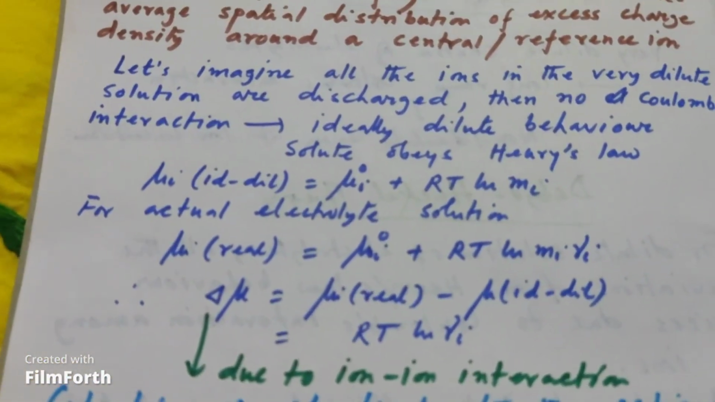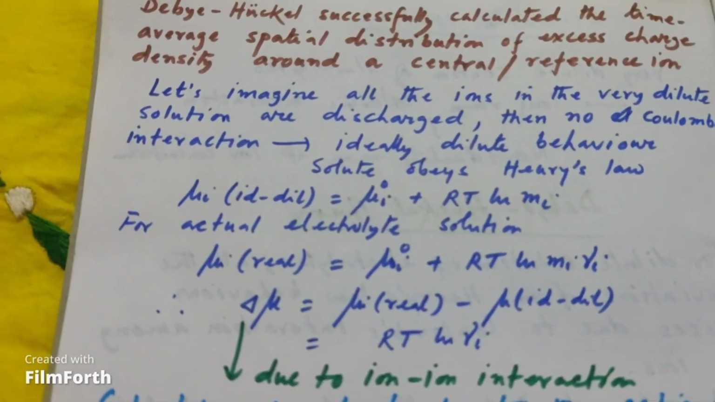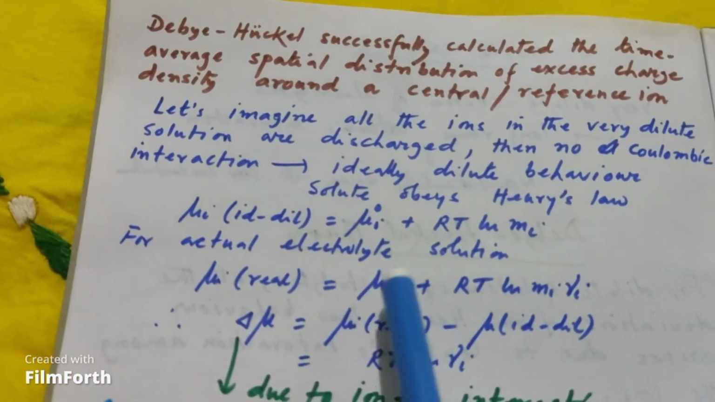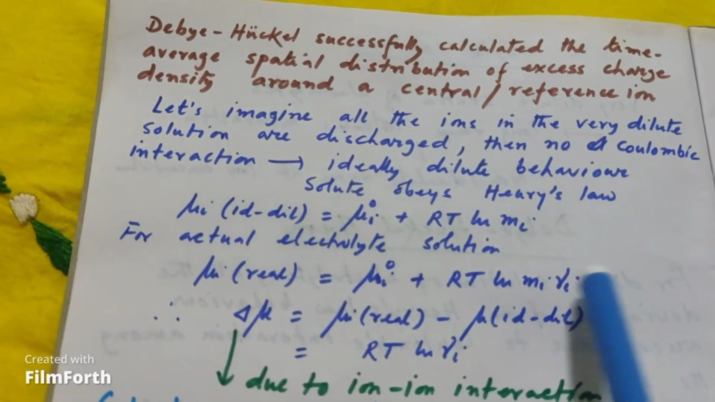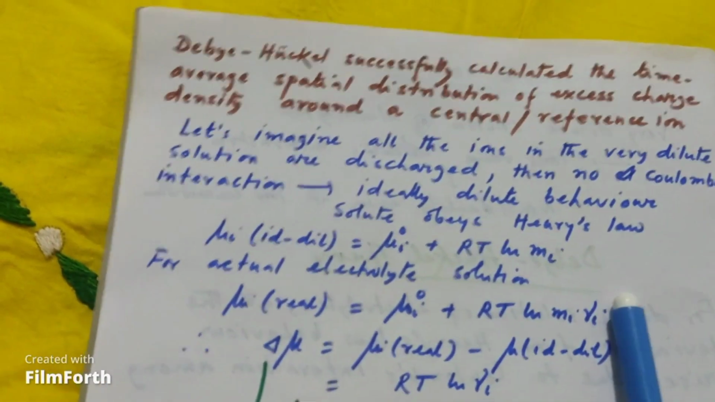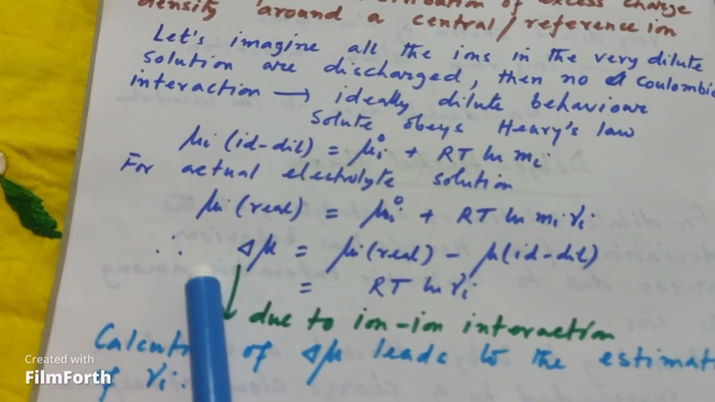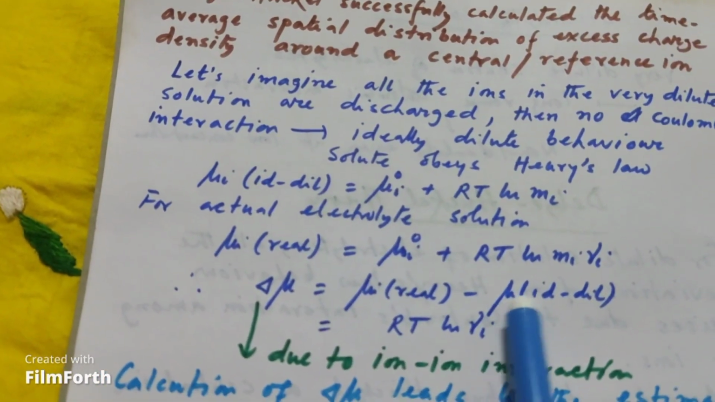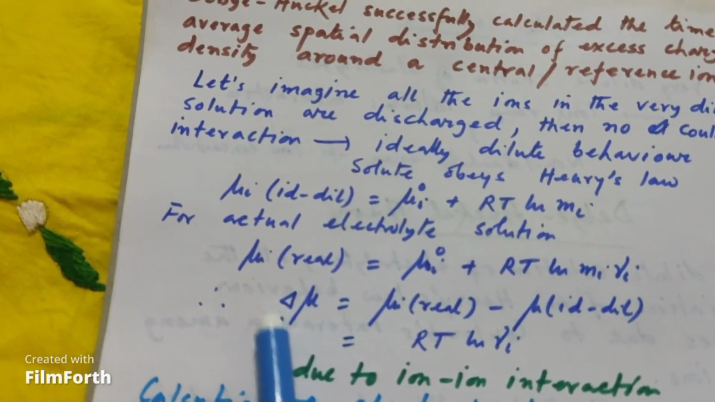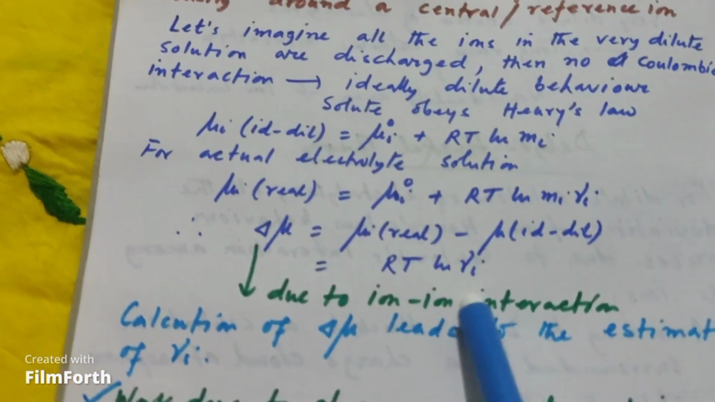But actually the electrolyte solution is not a discharged solution. The ions have charge, so the chemical potential in the real solution, mu_i real, is mu_i0 plus RT ln M_i gamma_i. We have already mentioned previously that gamma is the activity coefficient. So what is the change in chemical potential? That means the Gibbs free energy per mole, mu_i real minus mu_i ideally dilute, is equal to RT ln gamma_i. So this equation will give us the value of gamma_i, the activity coefficient.